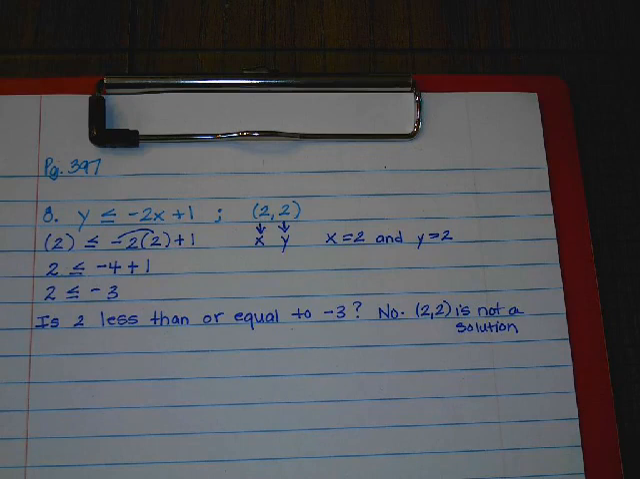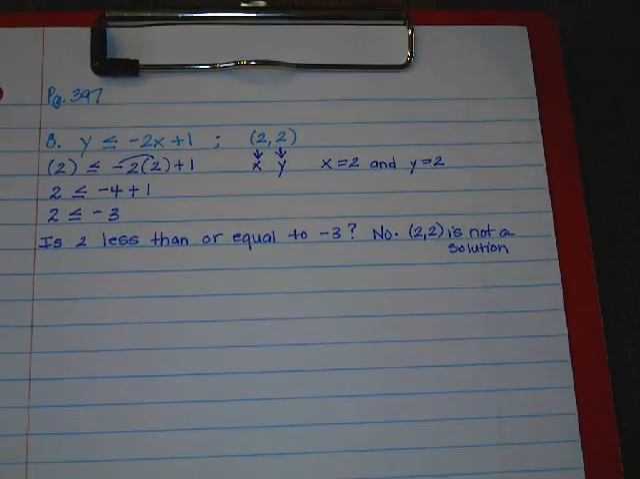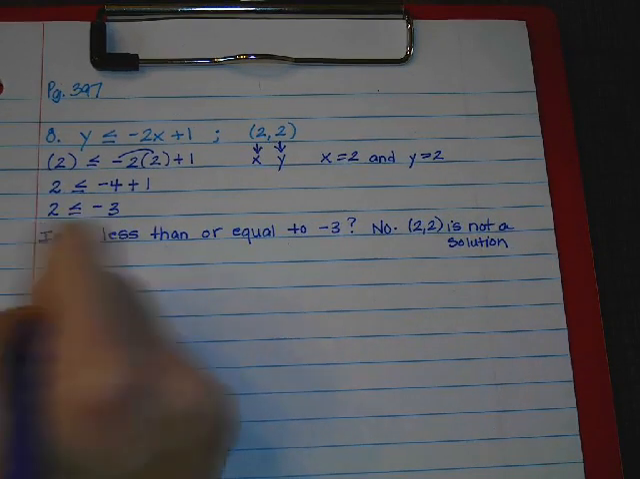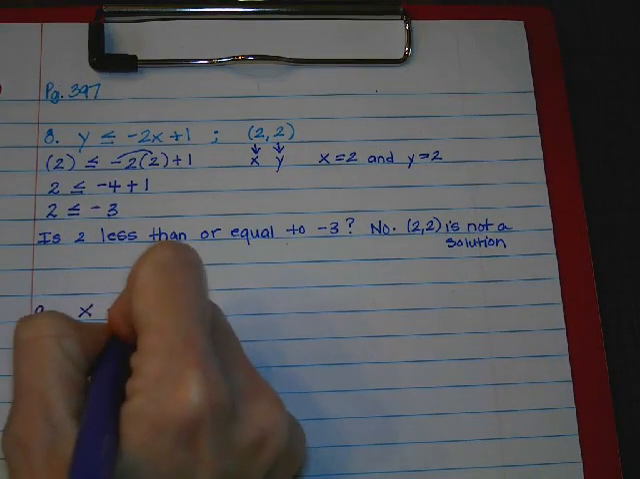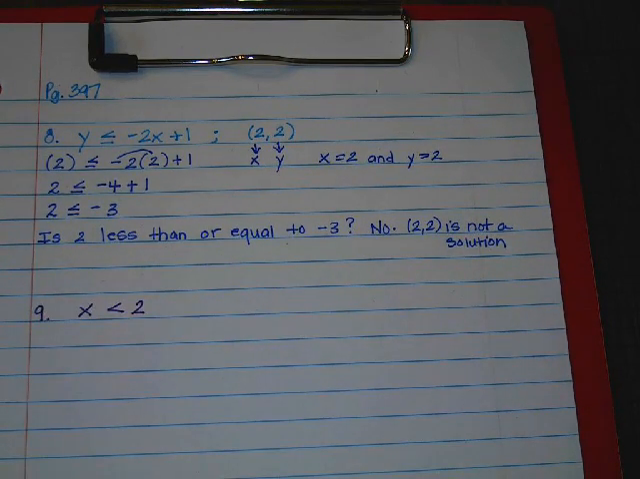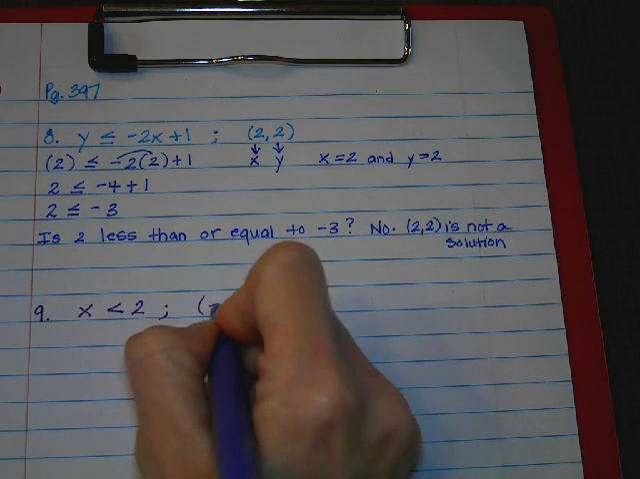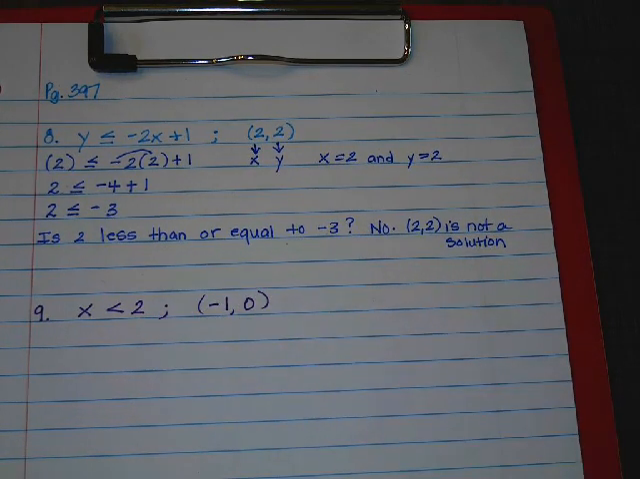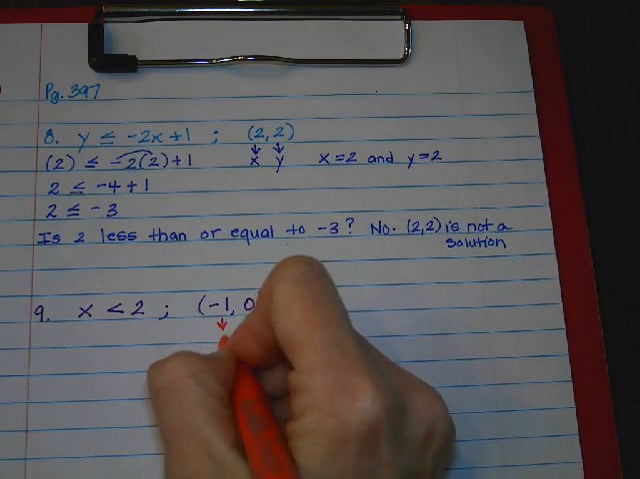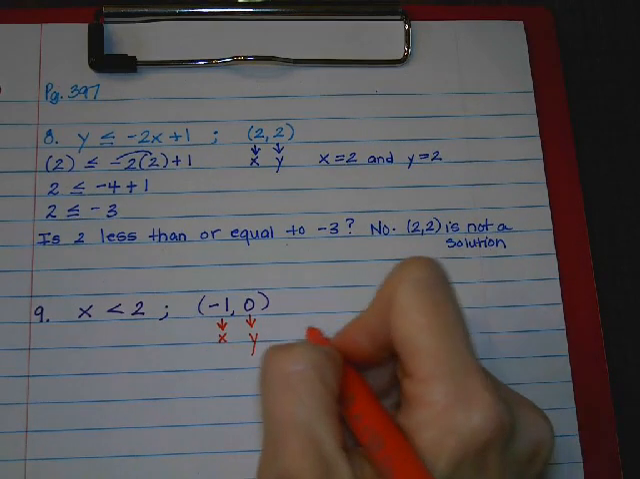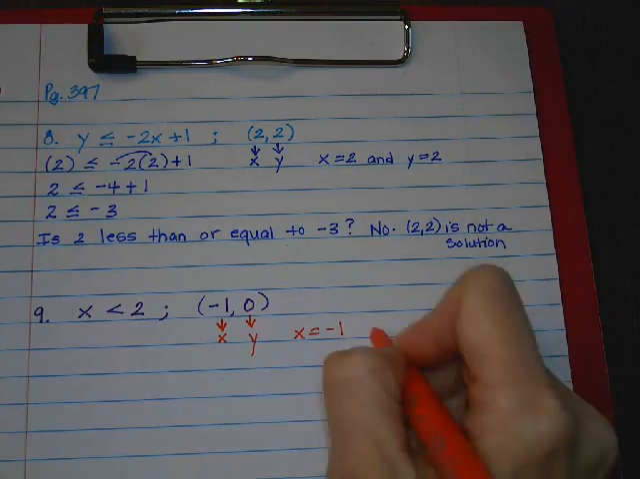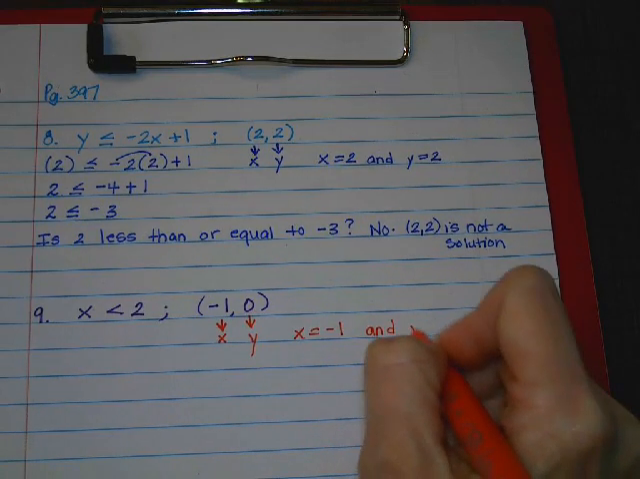Let's go ahead and try number 9. I'm going to move it up a little bit. Okay, number 9. It has x is less than 2, has a semicolon, and the point negative 1 and 0. So we want to go ahead and first identify in our ordered pair, this is our x value, and this is our y value, which means x is equal to negative 1, and y is equal to 0.